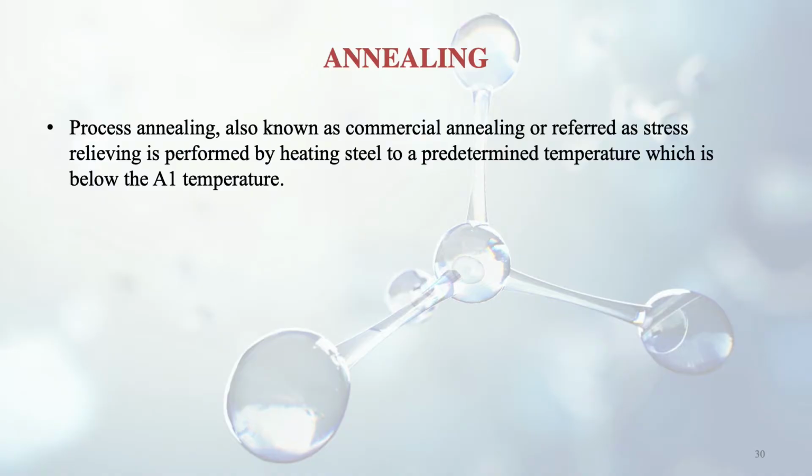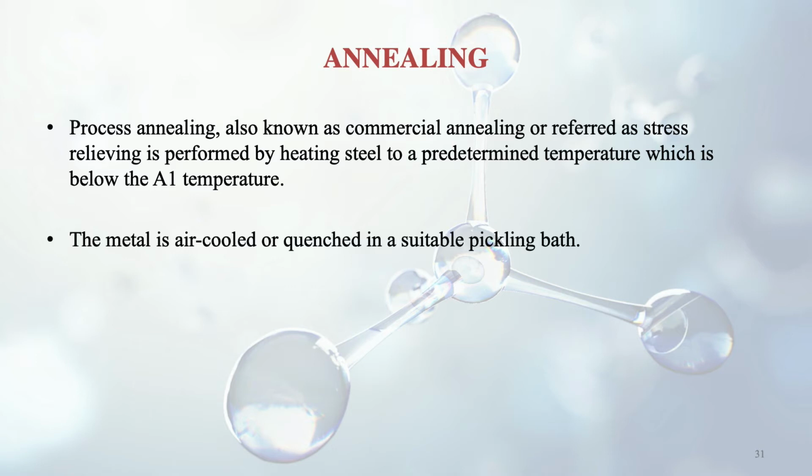Now after discussing full annealing, I am now discussing with you process annealing. What is process annealing actually? The heating is done to a predetermined temperature, which is generally below the A1 temperature. So you can see the difference here. In full annealing, the heating was done up to the upper critical temperature, whereas in this case it is done below the lower critical temperature, that is A1. The metal is then air cooled or quenched in a suitable pickling bath. Like the salt bath earlier, here also it is one bath.